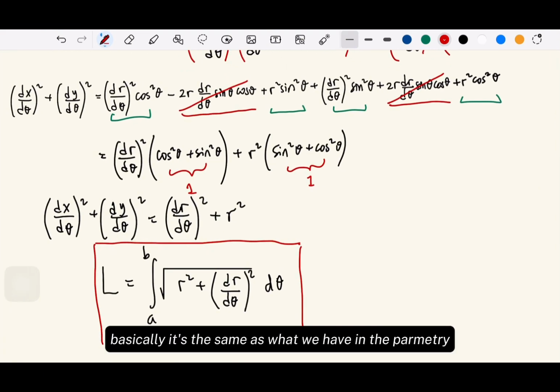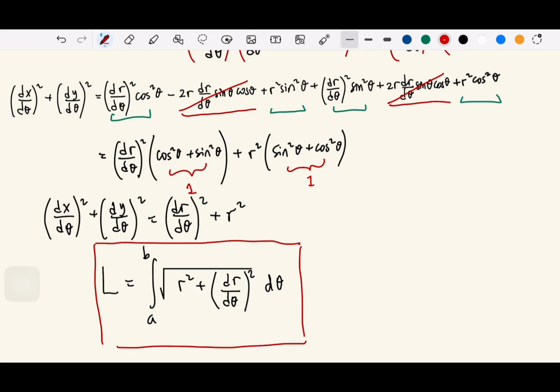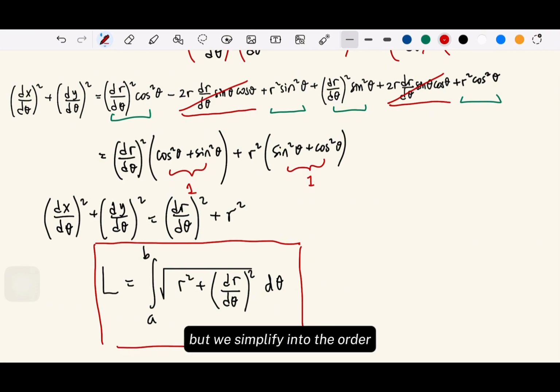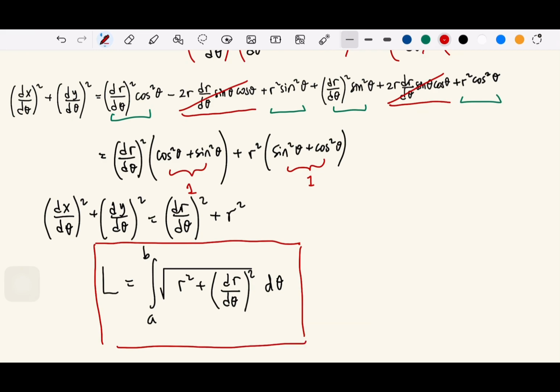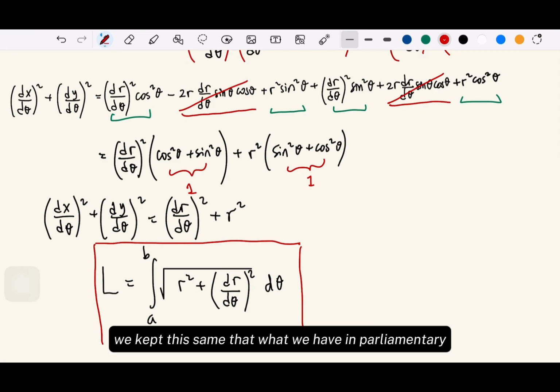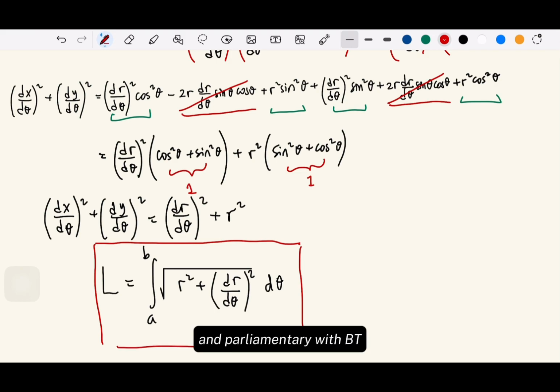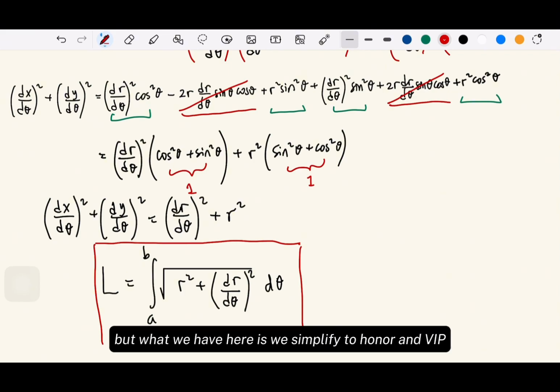Basically it's the same as what we have in the parametric, but we simplify it into the polar. So the idea, we kept this similar to what we have in parametric, right? In parametric we have dt, but it's actually the same thing. But what we have here is we simplify to r and the r d theta. And we change with the polar expression.